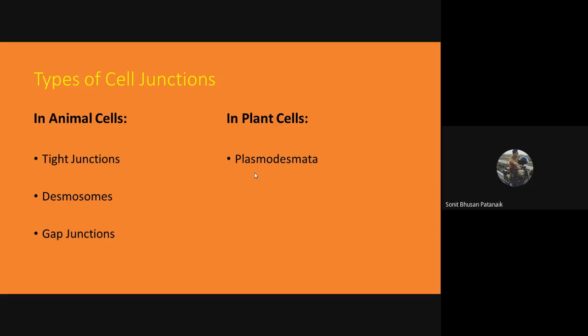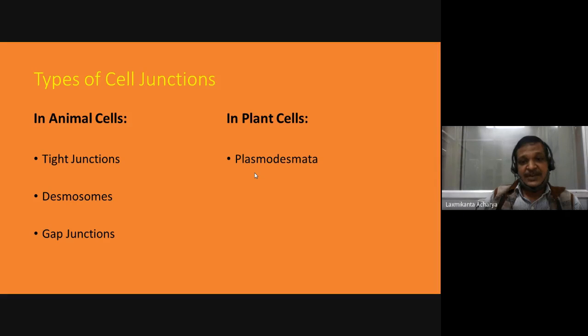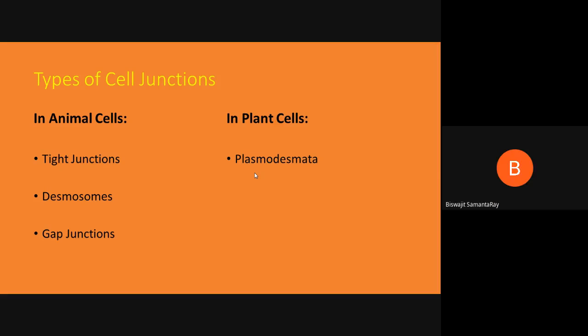Anybody? Connection between two cells. In case of plants, right? Plasmodesmata is not there in case of animals. Two cells. Okay. Why is it required? Transport of one molecule to the other.